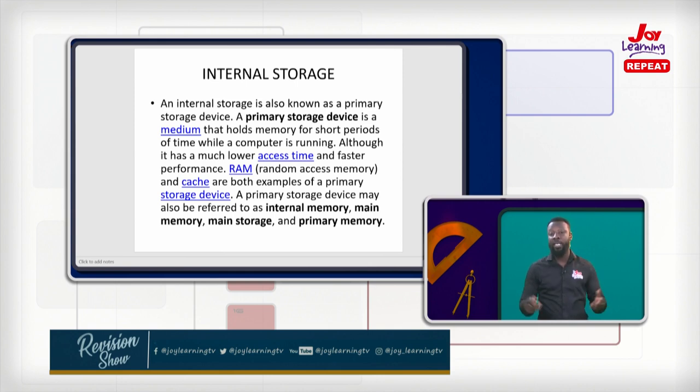Some will pronounce it as cache. However you pronounce it, we will take it like that. Like some will say data, some will say data. So however you pronounce it, we accept it. But the spelling is the most important thing, as I said last week. Make sure you write the correct spelling. So we have the cache, which are both examples of primary storage device.